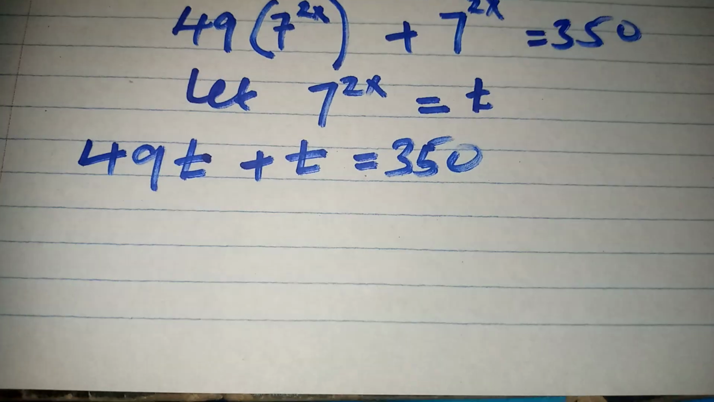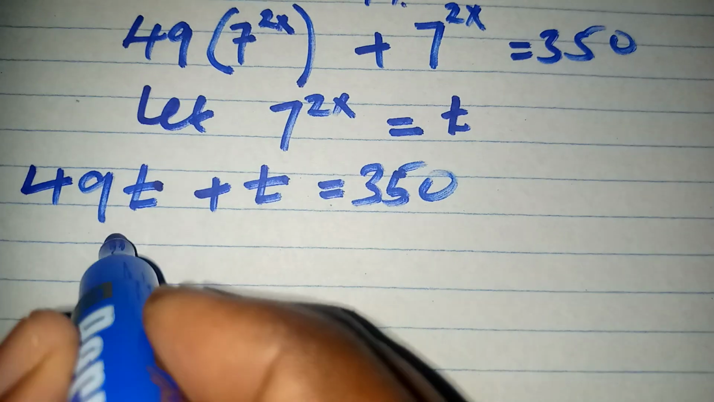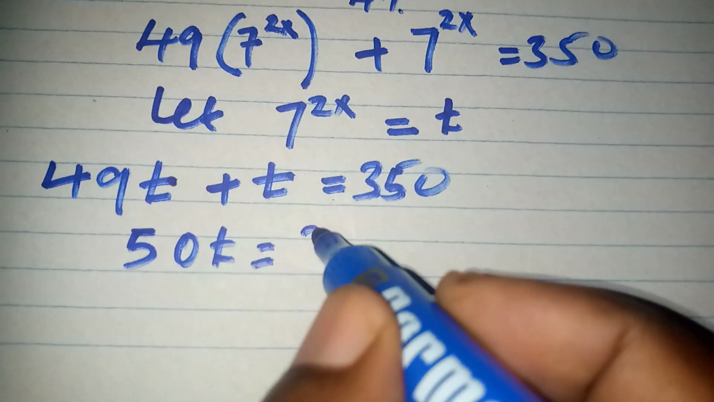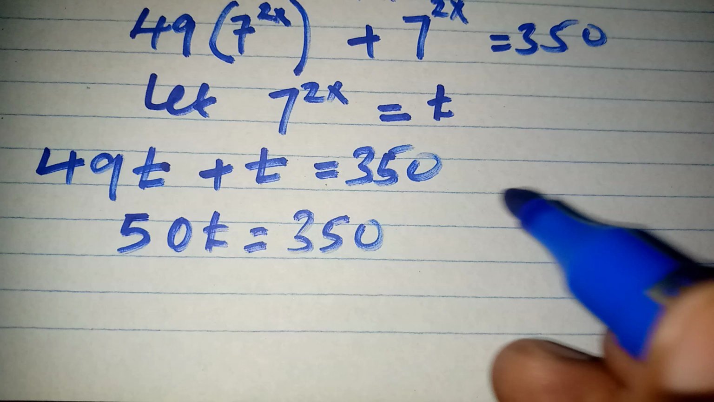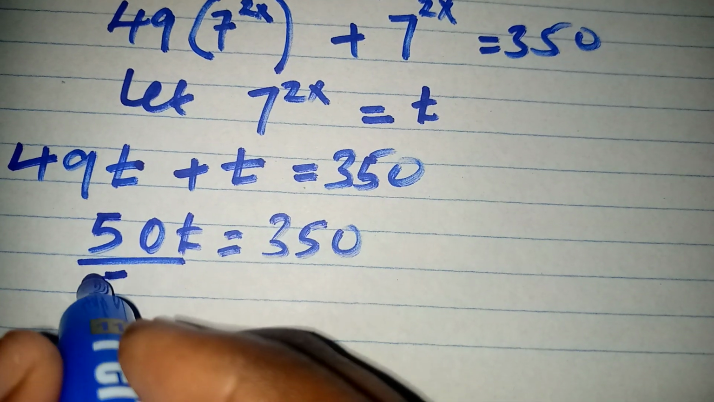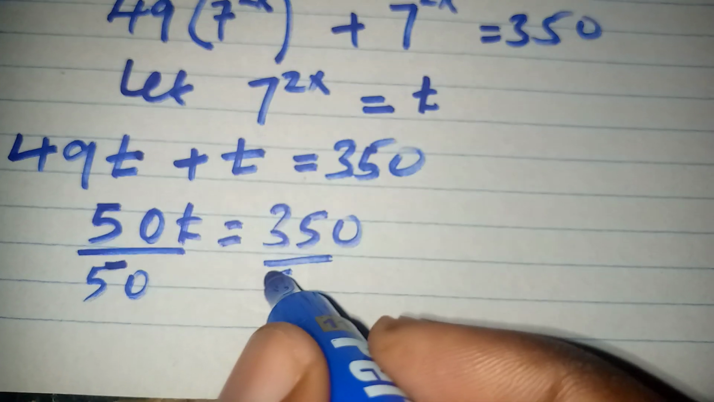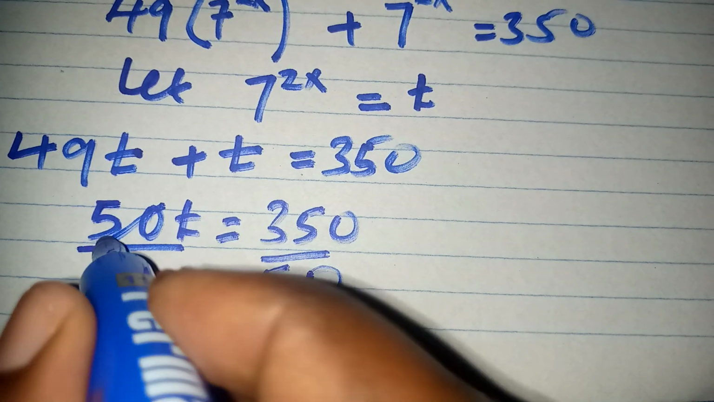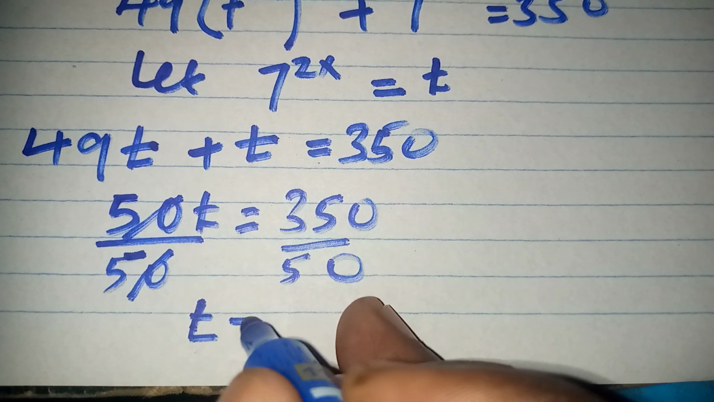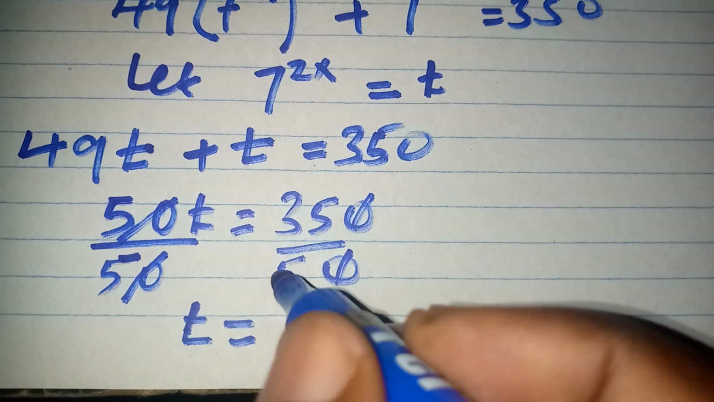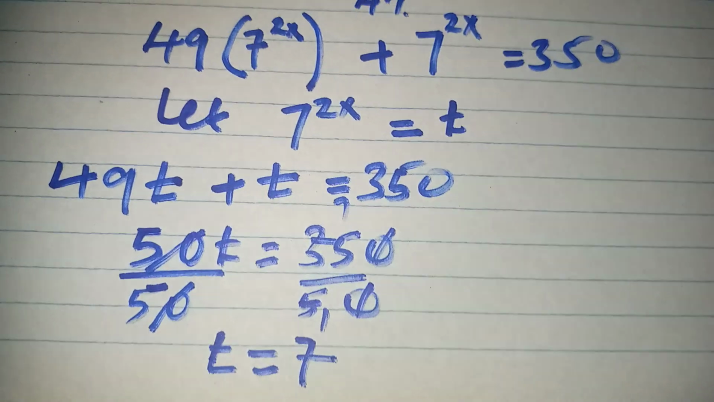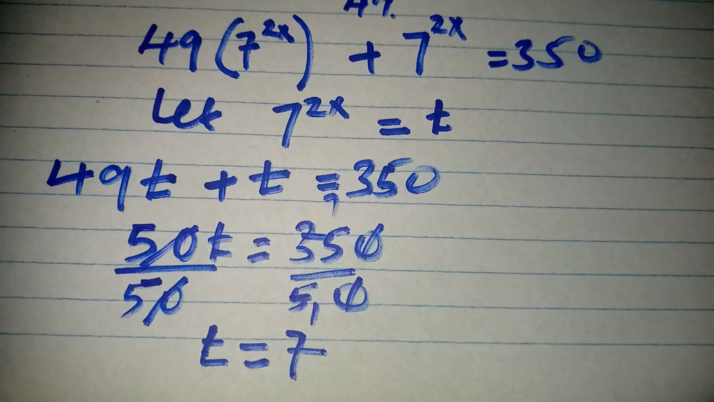So I can add the like terms. That means I'll have 50t is equal to 350. So that means I'll be able to get t by dividing by 50, and my t now becomes 7. Well, I've managed to get t as 7.